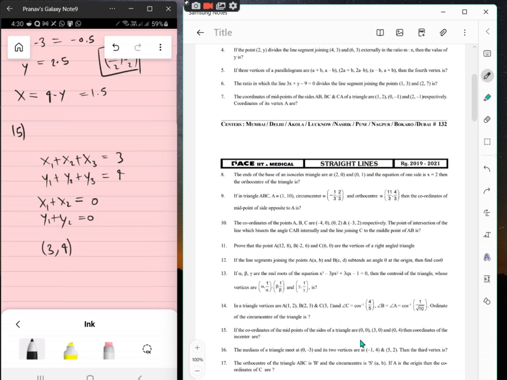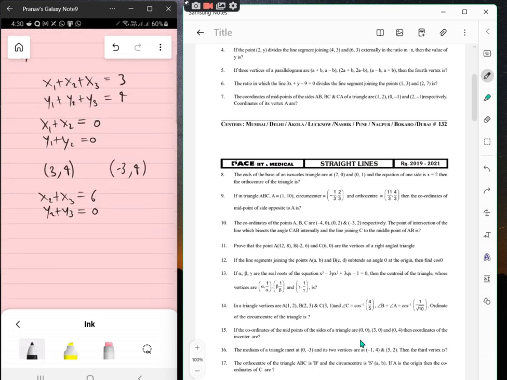So what was it once again? x2 plus x3, that will be the next point, which is 6, right? And y2 plus y3, that's 0 once again. Okay, that's fine. Putting that into that, you just get x1 y1, which is negative 3 comma 4. Yes.